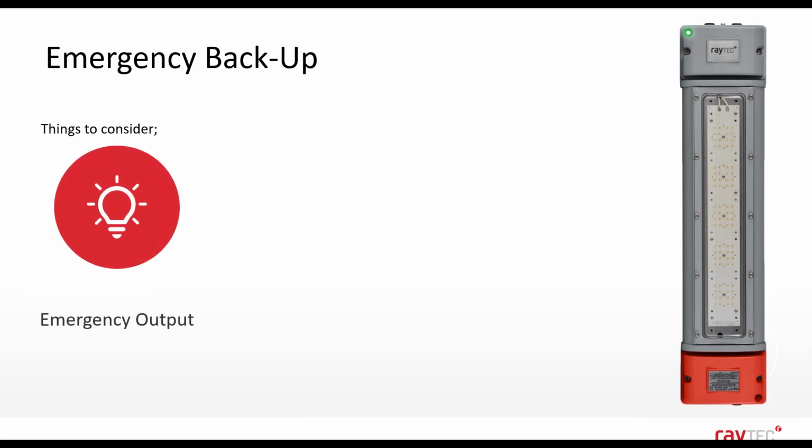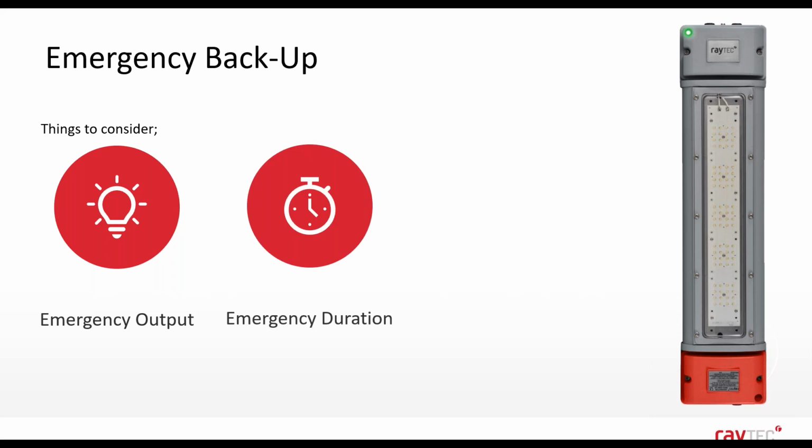So emergency output, i.e. what power or brightness will that luminaire drop to when entering into an emergency mode. And secondly, the duration, i.e. how long will that luminaire provide light for in emergency mode. Generally speaking, the higher the output, the lower the duration will be, and vice versa. Just like if you have a mobile phone with the brightness turned right up, it's going to drain the battery much faster than it would if the brightness was turned right down.